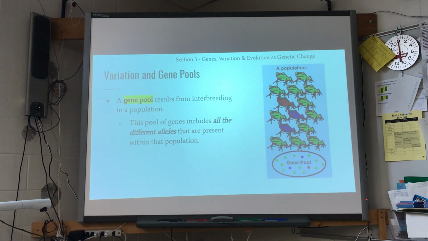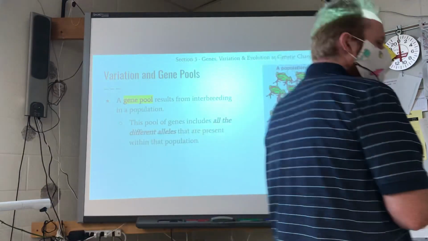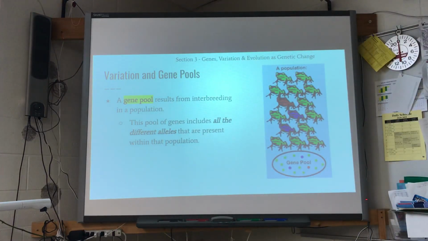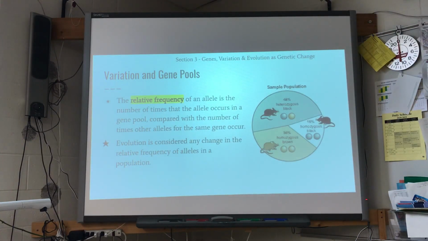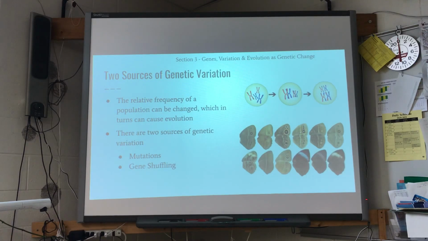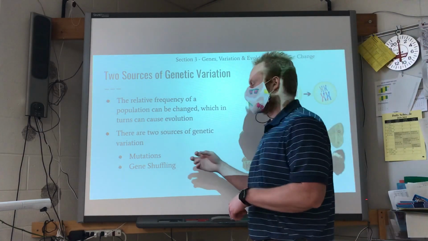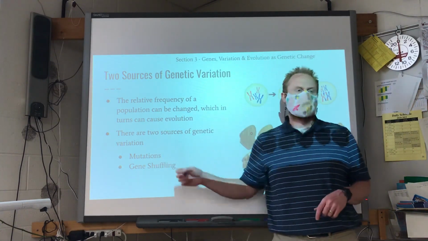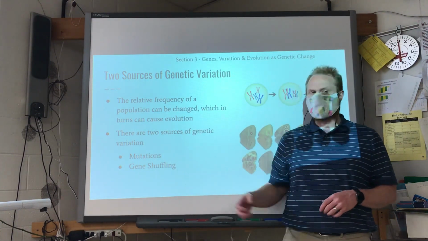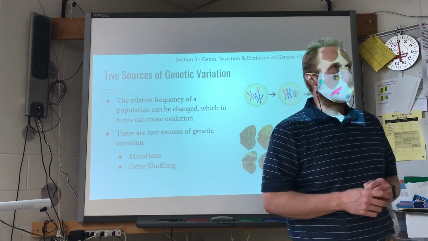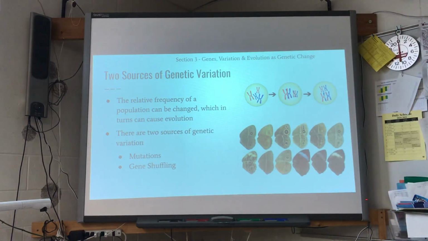The idea is there's variation in the gene pool, and with that variation, we get changes in the allele frequency. Now, how these genetic variations come around, there's really two different ways that we can get it: through random DNA mutations, or what is called gene shuffling. In the video last Thursday, they referred to it as descent with modification.